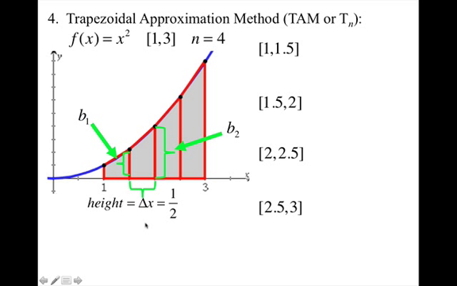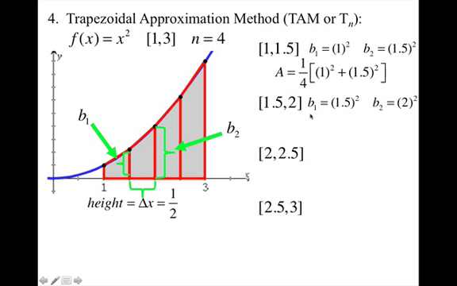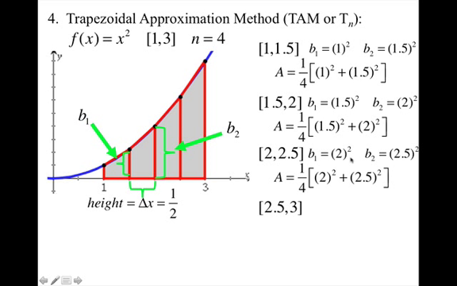So I got the same intervals, but this time when I calculate the area, I have to get base 1, so I plug in the first x value in the interval and square it, and then the second x value, and I square it. And then I plug it into my trapezoid formula, which is the height divided by 2. Well, the height was 1/2, so 1/2 divided by 2 is 1/4. And then base 1 plus base 2. And then I do the same thing with each of the other intervals, and I continue doing this.